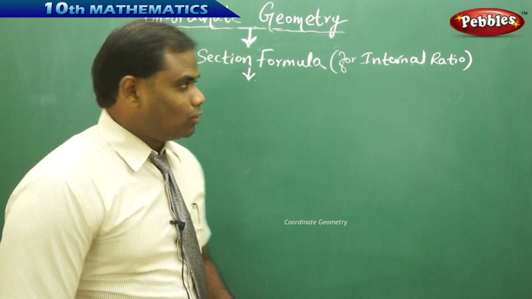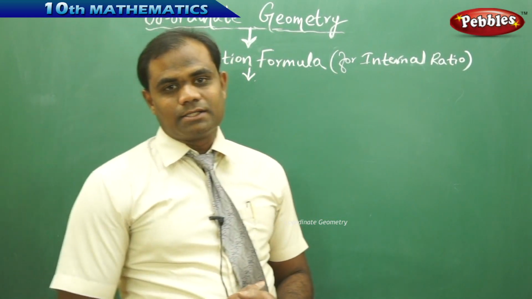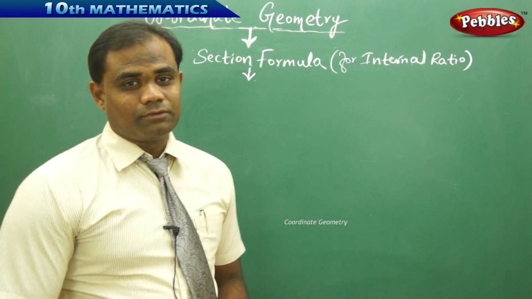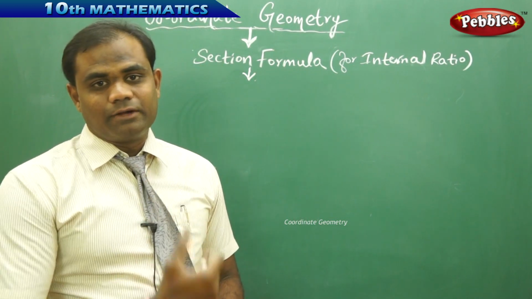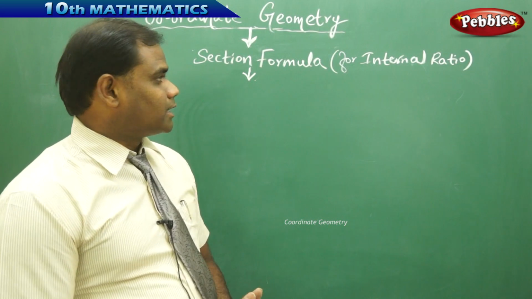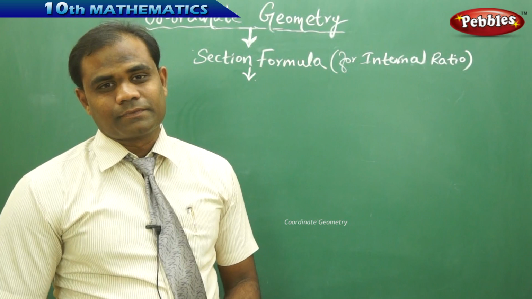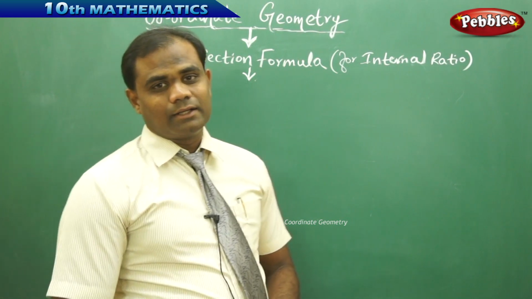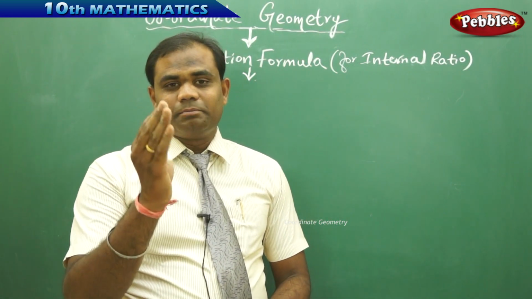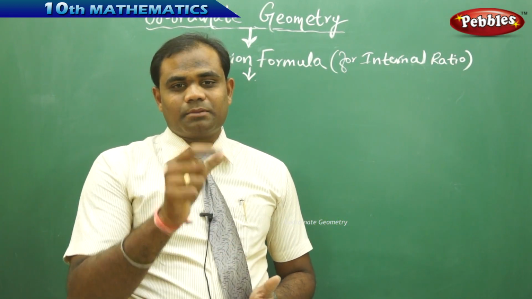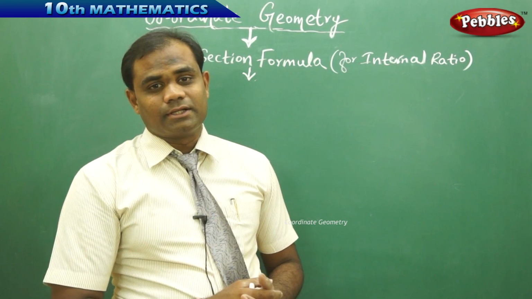Now let's see what the section formula is for internal ratio. Now before we discuss the section formula and its derived formula, let's understand what exactly is a section formula for internal ratio. That is, if I take a line and if there's a point between the line joining the 2 points, then we say that point divides internally in the ratio.